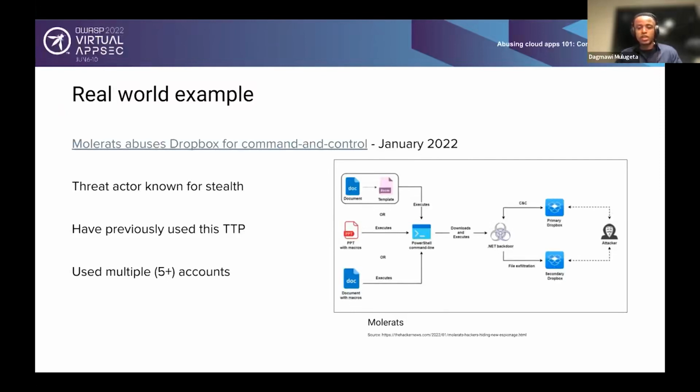Malicious Office document gets downloaded by a victim, executes some PowerShell code. This PowerShell code downloads and executes a .NET backdoor. This backdoor communicates to the attacker via these Dropbox instances, right? And the attacker segmented or segregated these cloud applications based on their responsibility. So you had one Dropbox instance that's just for C2, another Dropbox just for file exfiltration, et cetera, right? So you can see that they were separating these responsibilities out based on the account. So if one gets burned, they can still talk to the compromised machines.